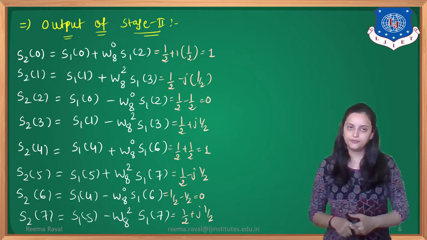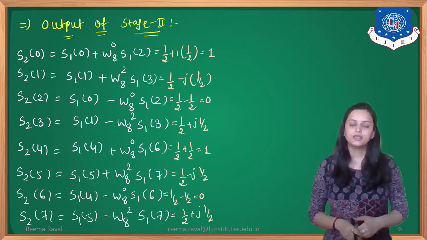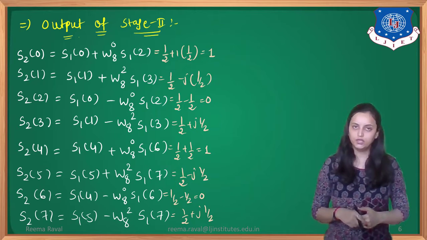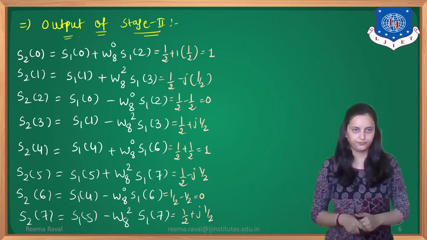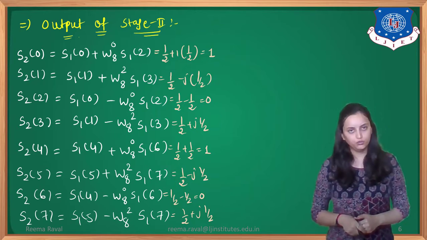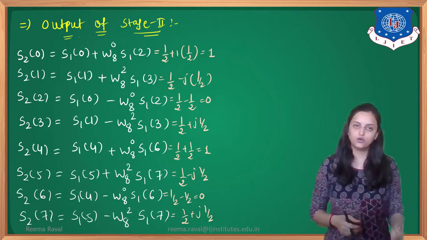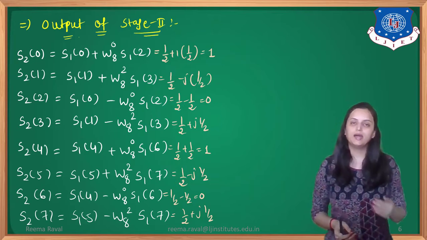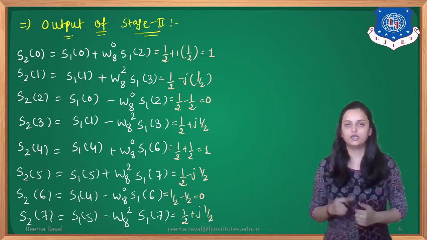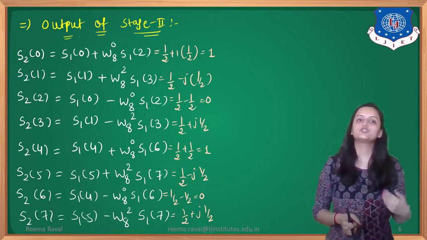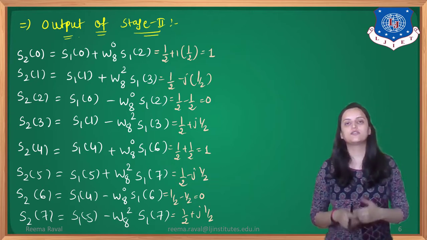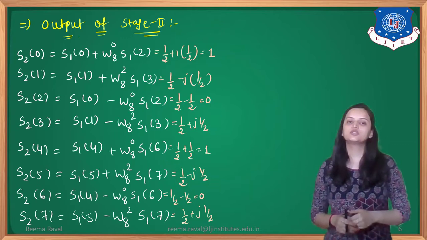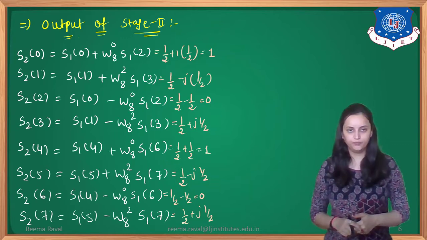Next is S2 of 1, that is S1 of 1 plus W at 2 S1 of 3, that is 1 by 2 minus j into 1 by 2. Next is S2 of 2, that is S1 of 0 minus W at 0 S1 of 2, that is 1 by 2 minus 1 by 2, that is 0. Next is S2 of 3, that is S1 of 1 minus W at 2 S1 of 3, that is 1 by 2 plus j 1 by 2.